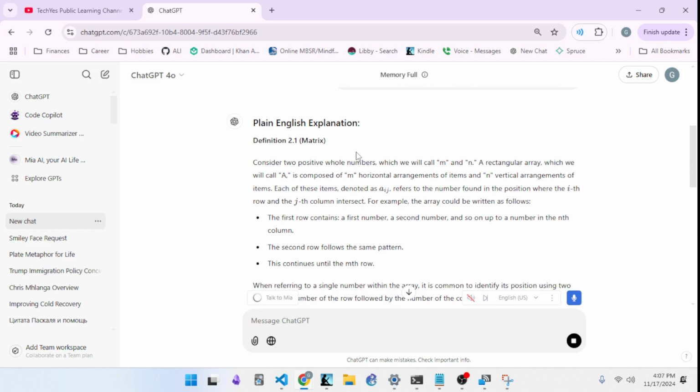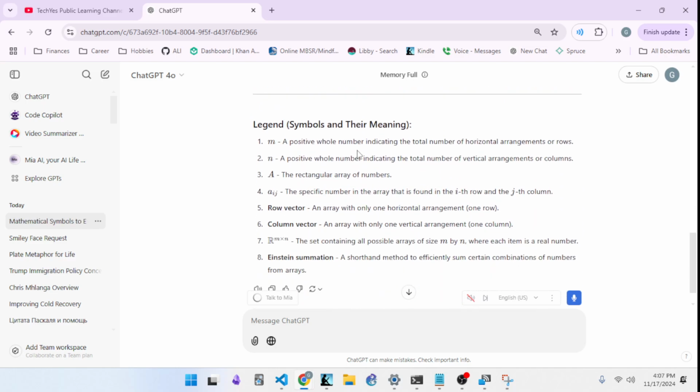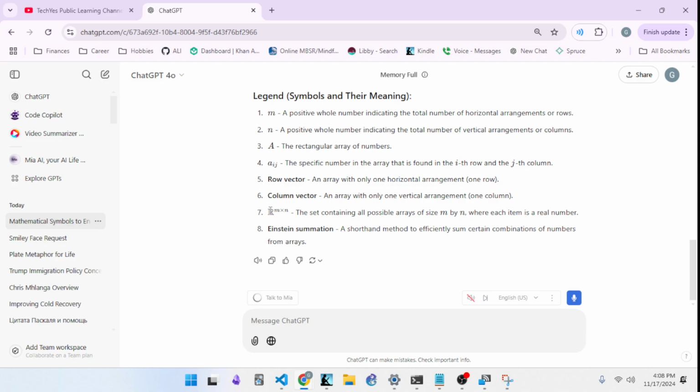Okay, so now let's read this again, and it's going to be in plain English. There we go. So this is a set containing all possible arrays of size m by n, where each item is a real number.